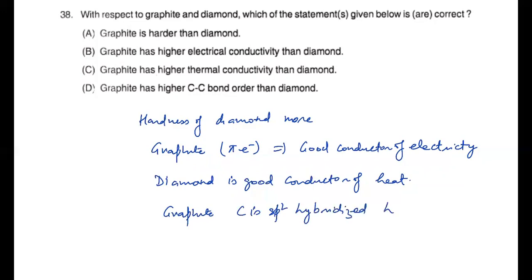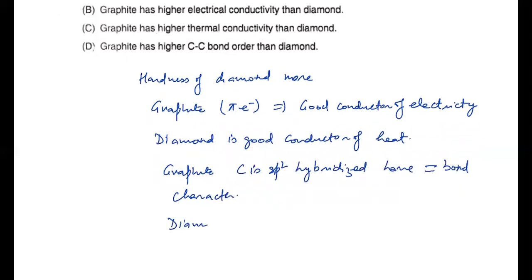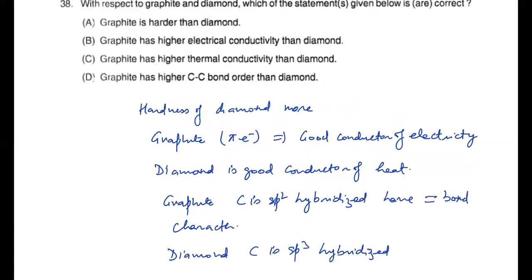You have double bond character. So bond strength, or you can say bond order, is higher, because in diamond it is sp3 hybridized. Diamond carbon is sp3 hybridized, so it will have single bond character, and the bond order will be lower. So if you check the options, option A is correct. Sorry, option B is correct. Graphite has higher hardness, diamond is low. So answer B is correct and D is correct. This answer must be B and D.